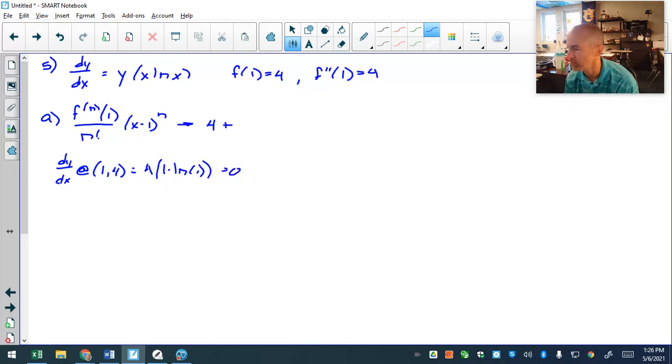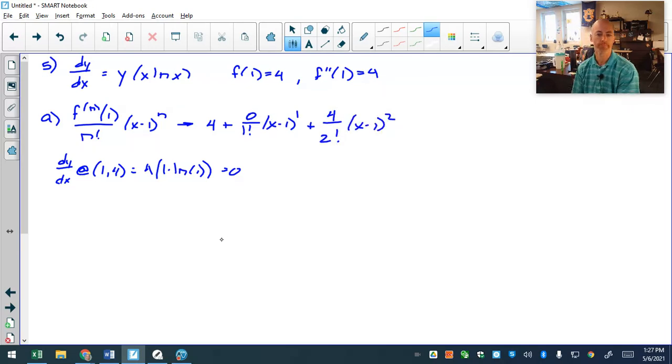So they want the second degree. They don't specify the number of terms. Okay, cool. So it'd be 4 plus 0 over 1 factorial times (x minus 1) to the first, but that's just 0. And then my second derivative, they told you f double prime of 1 is 4, over 2 factorial times (x minus 1) squared. And then they tell you to approximate f of 2.